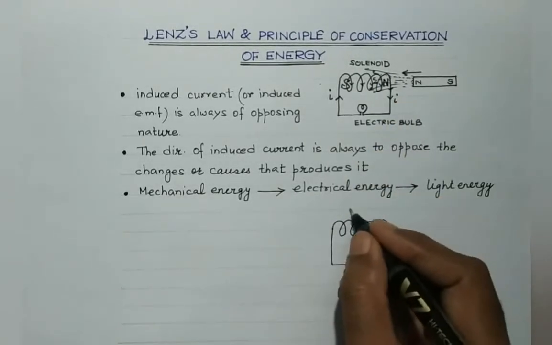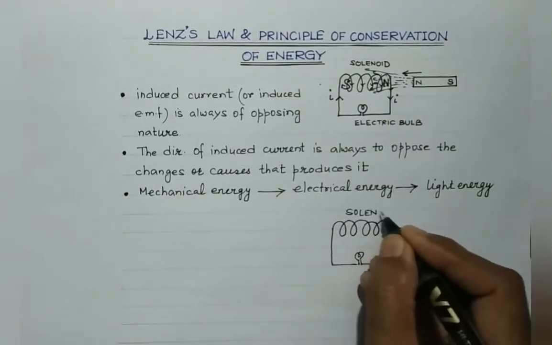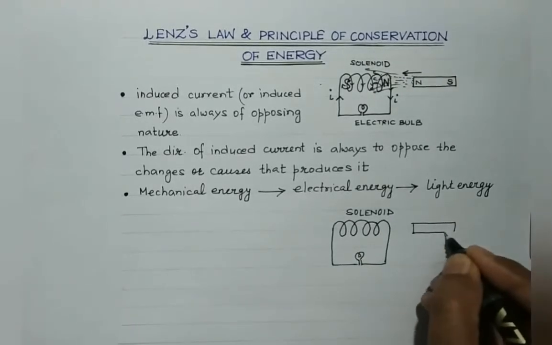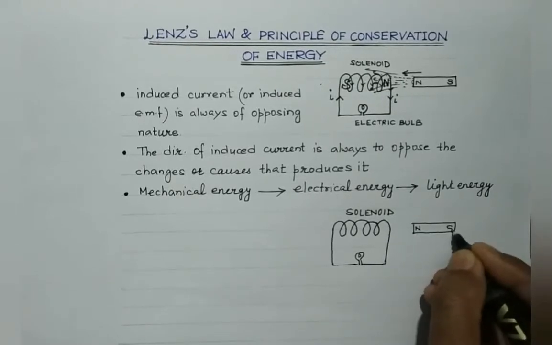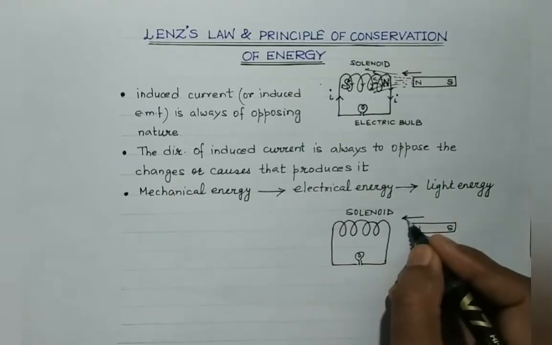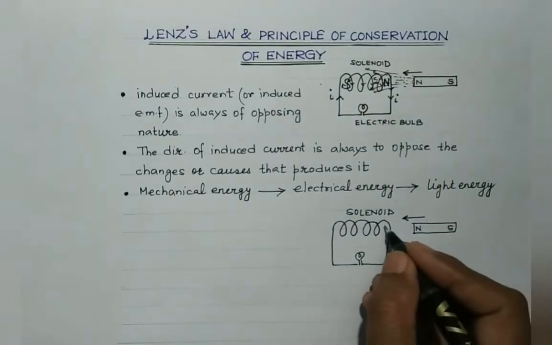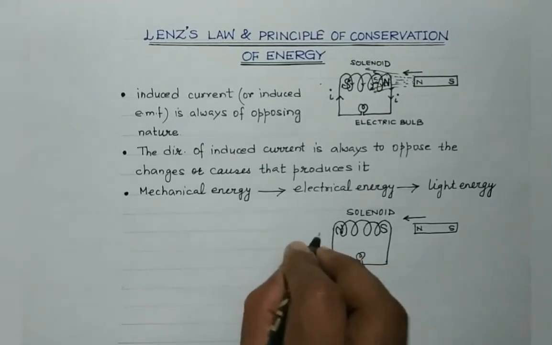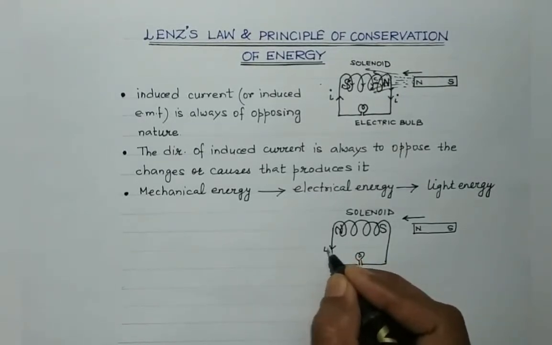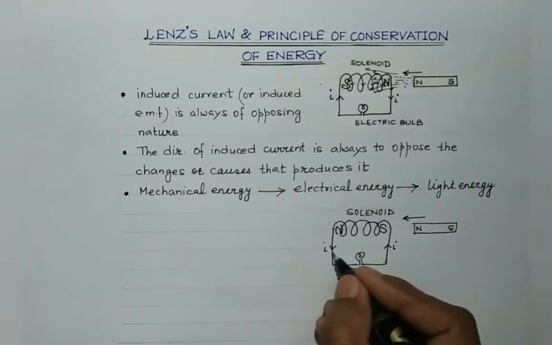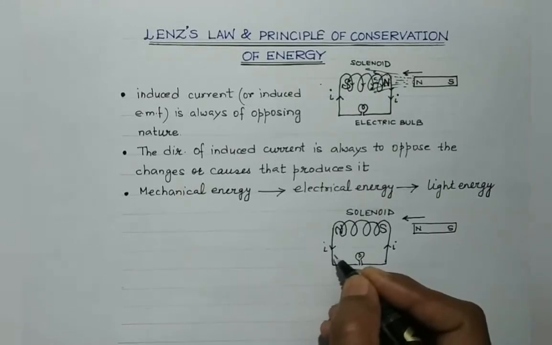Suppose this is the same solenoid I am talking about, and this is the magnet with its north pole facing towards the solenoid, brought closer. Now let us assume that this end acquires south polarity and this end acquires north polarity, so that the direction of the induced current when seen from here is anti-clockwise. Let us assume it. So basically, this is the direction of the induced current against Lenz's law, right?